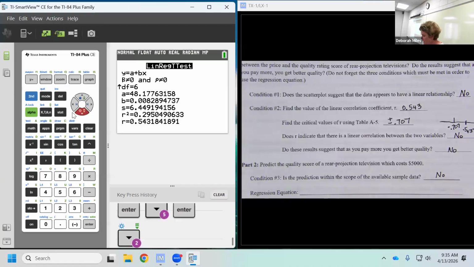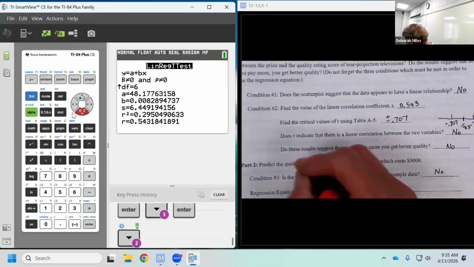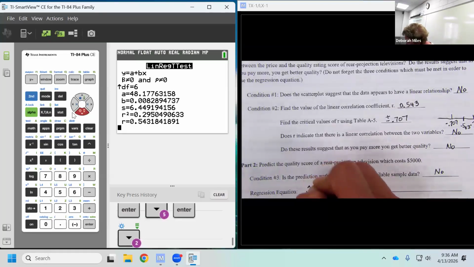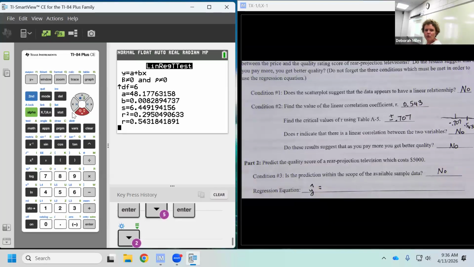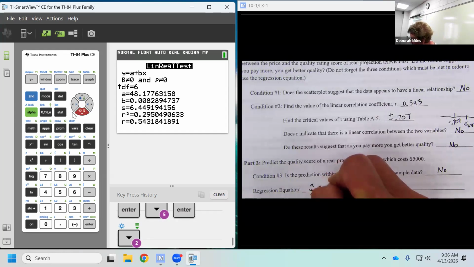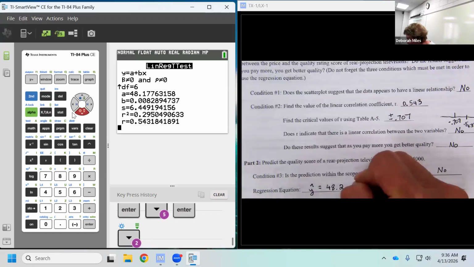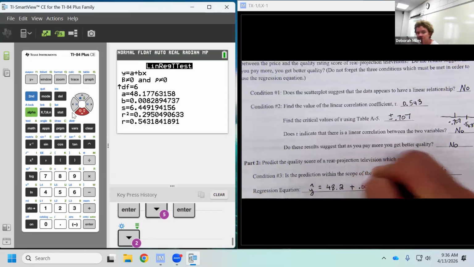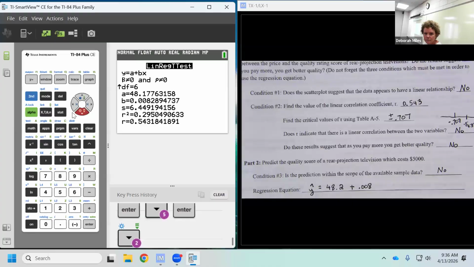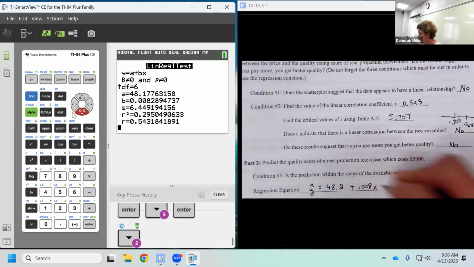conditions met? My regression equation, y hat, in the form a plus bx. Let's say it tells me to round a to 1 decimal place. That would be 48.2. If it tells me to round b to 3 decimal places, 0.008. Don't forget your x.